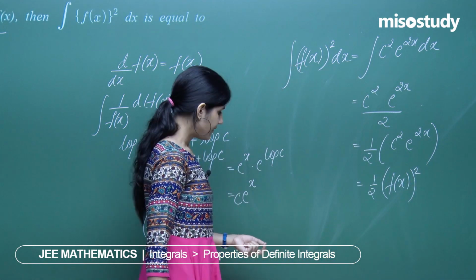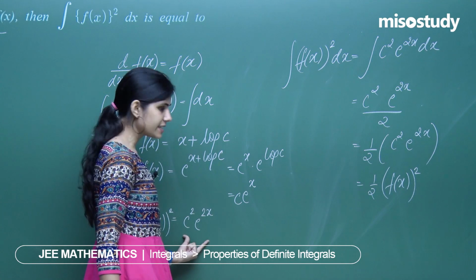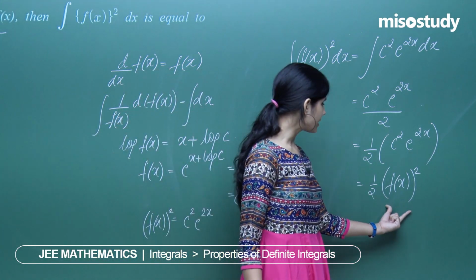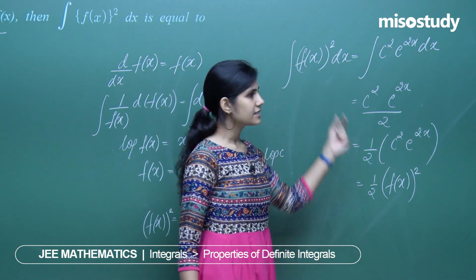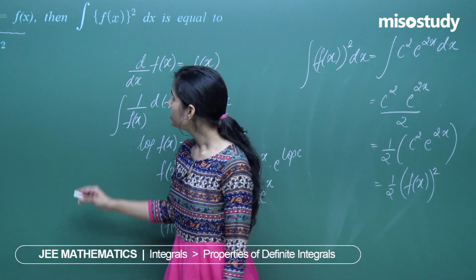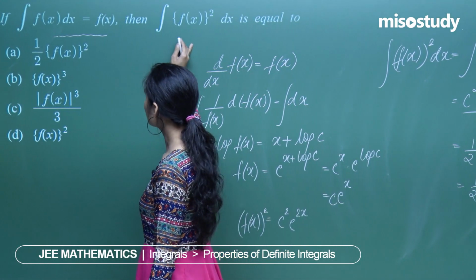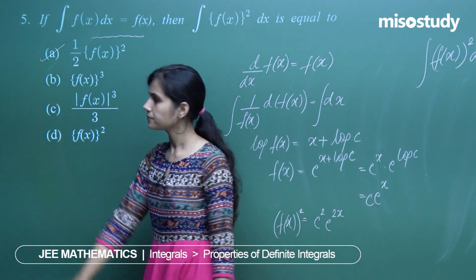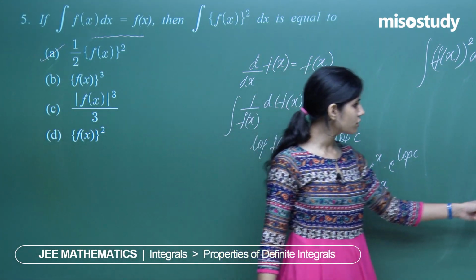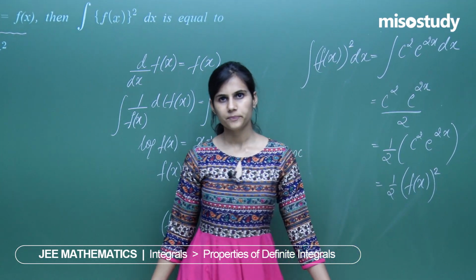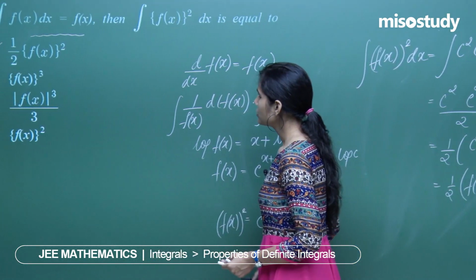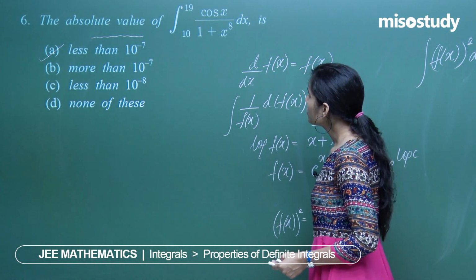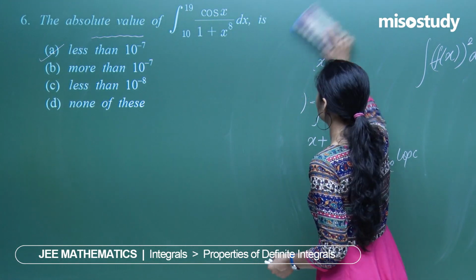this. f(x) whole square is this, f(x) whole square c square into e to the power 2x into 1 by 2 is what is the integration, right? So integration of f(x) whole square dx is what? 1 by 2 f(x) whole square, right? Just this 1 by 2 is going to come out, rest f(x) whole square remains the same. Clear? Moving to the next question, we have what is the absolute value of this given integral expression?